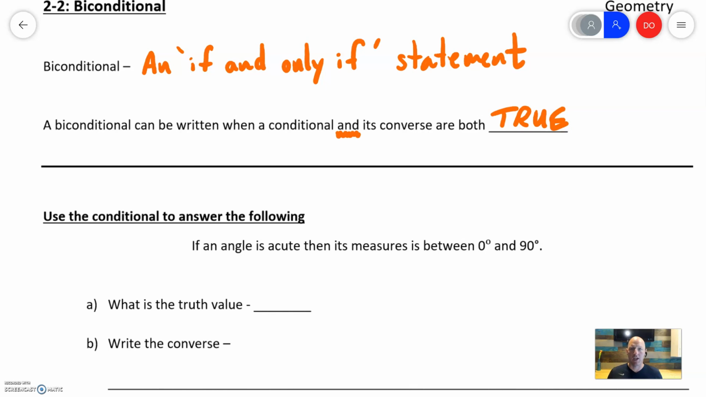Welcome back. This is Geometry, Unit 2, Section 2-2. The title is Biconditionals. This is video 1 of 4.